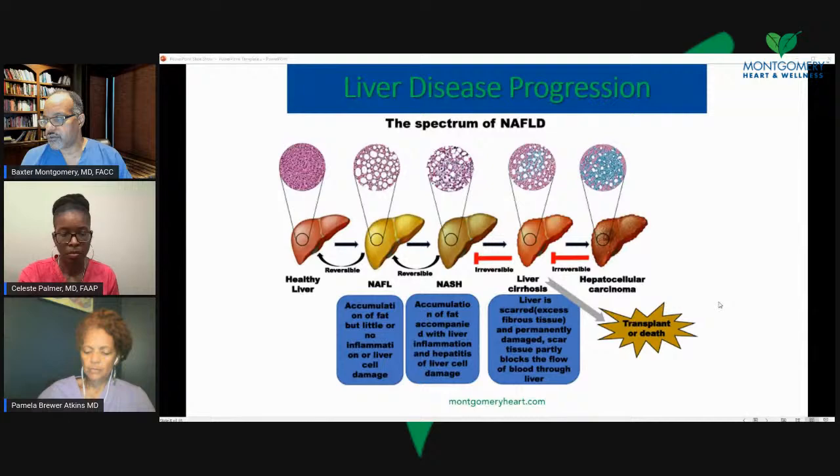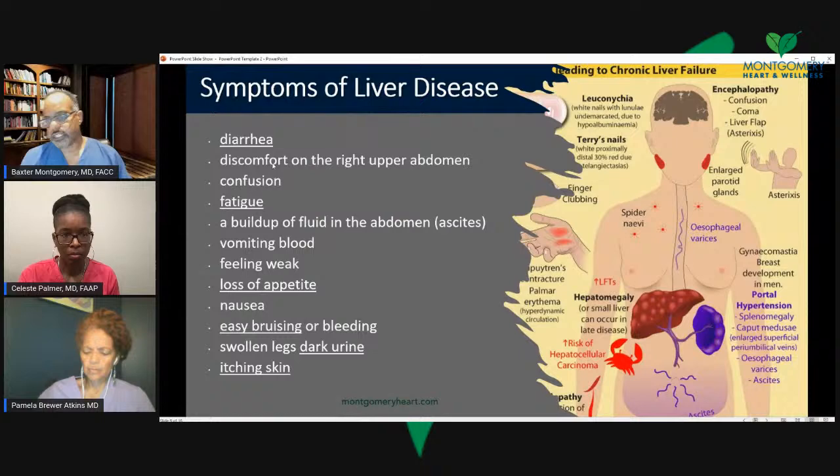So here's the issue with the liver disease. What are the symptoms? Liver disease is kind of a real bad disease to have. I mean, you have diarrhea, right upper quadrant abdominal pain, confusion, fatigue, buildup of fluid in the abdomen. We call it ascites, a swelling in the abdominal cavity. You see people walk around looking like they're pregnant oftentimes.